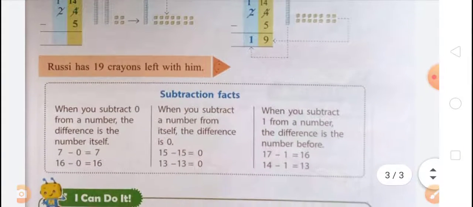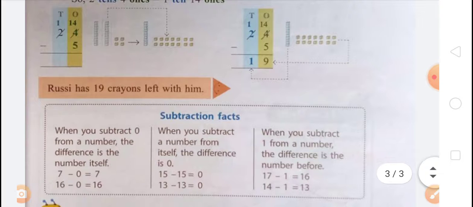Come on, next there is a subtraction fact. What is the subtraction fact? Listen carefully. When you subtract 0 from a number, the difference is the number itself. That means 7 minus 0 is equal to 7, and 16 minus 0 is 16. Listen carefully once again: when you subtract 0 from a number, the difference is the number itself. 7 minus 0 is equal to 7, 16 minus 0 is equal to 16.